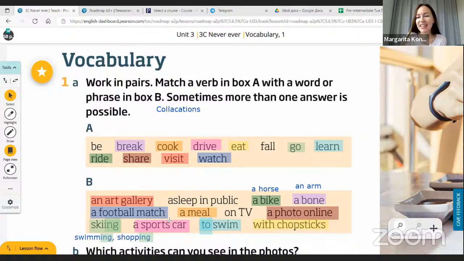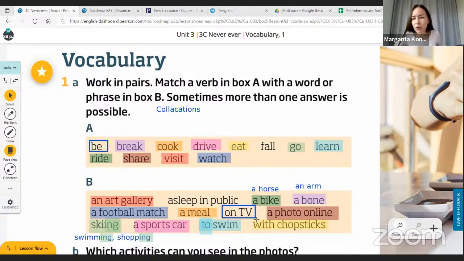Okay. And now we have only two verbs missing. What do you think about be? On TV. Be on TV. Very good. It's correct. Yes, be on TV, which means, ну как, быть в телеке, да, попасть в телевизор. Be on TV.